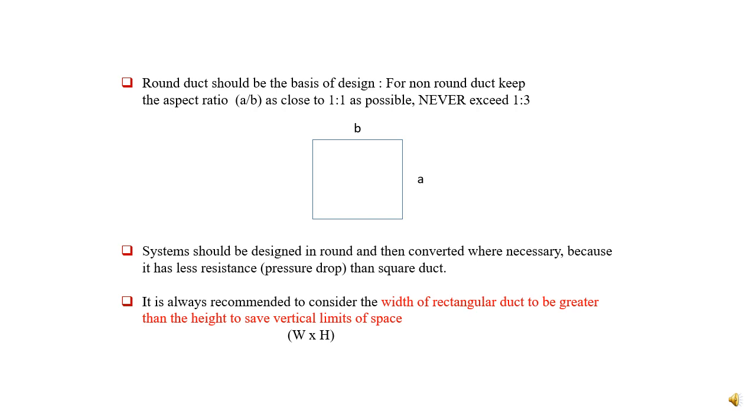But the disadvantage of a rectangular duct is its pressure drop is higher than the round duct. In round duct, due to the round cross section, it has lower resistance. That's why the pressure drop is lesser, and therefore the price of the round duct is higher.